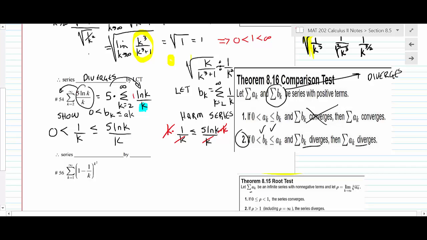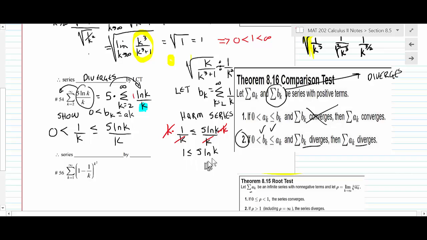If you multiply both sides of an inequality by a positive number, nothing changes. The sign doesn't change, right? What did you learn if you multiply an inequality by a negative? The sign changes. So we don't have to worry about that, and we can do that. Okay, so what we have now is 1 is less than or equal to 5 ln k. Well, ln kind of has different values on this.